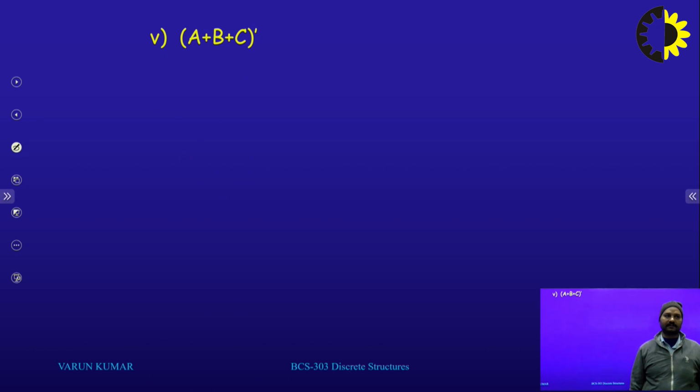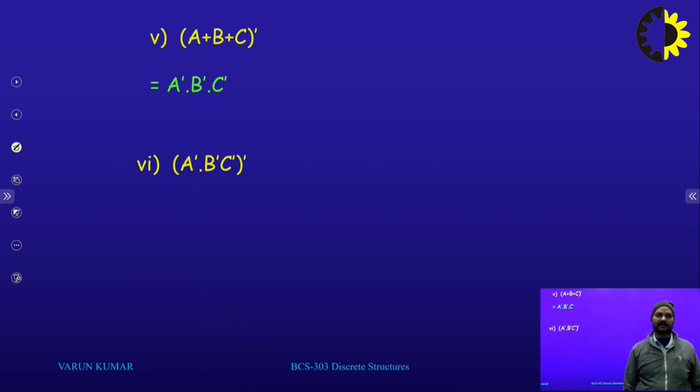We can simplify this particular expression. This is simply De Morgan's law: plus converted into dot, dot converted into plus, literal converted into literal bar, then literal bar converted into literal. So we can simply write that A' + B' + C'.